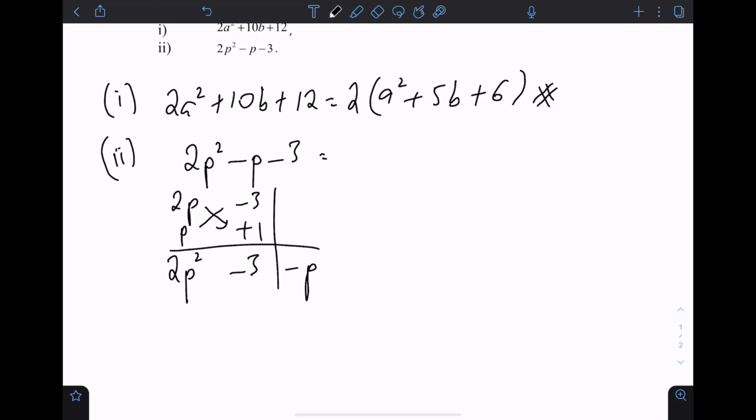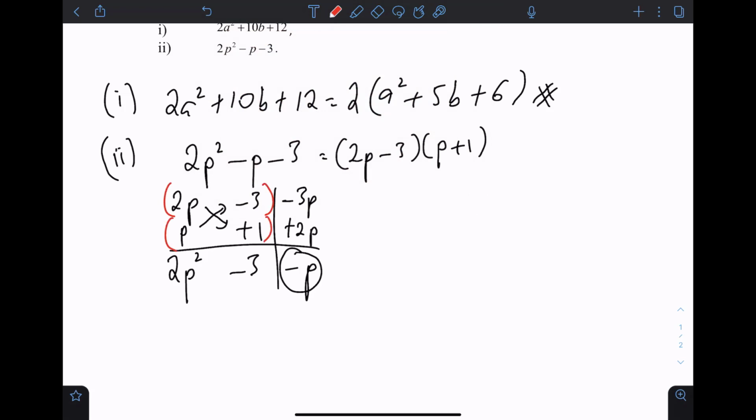From here you cross the multiplication, so you're going to get negative 3p plus 2p, which is negative p in the end, which tells us our factorization is correct. So the factorization form is 2p minus 3 and p plus 1. What do you need to do? Just follow these sections here. Final answer, 2p minus 3 and p plus 1.